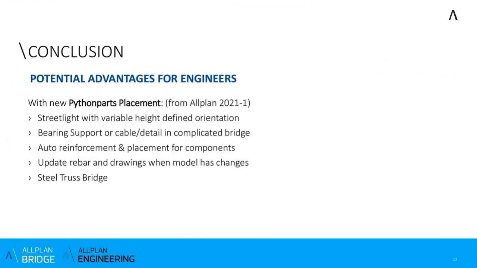Conclusion for pythonpart placement: we can apply it in many cases with a straight line, with a variable height, pier support, or cap, or in a complicated bridge, auto reinforcement and place in the right component, or rebar, update rebar, and even steel structure. In the next webinar about pythonpart placement, I will show this topic, and we will discuss more.